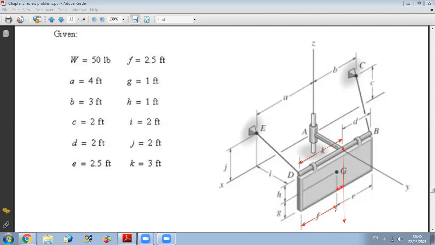So the coordinate of point G along the x-axis will be a positive coordinate, given by k minus f. If I look at my values, k is 3, f is 2.5. So for G, the x component is 0.5. Now, concerning the y component of G.